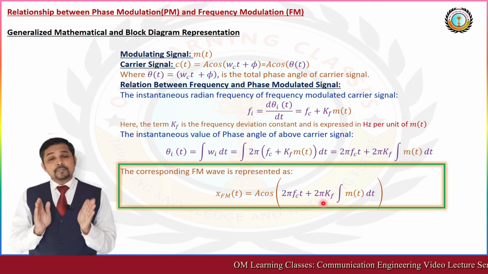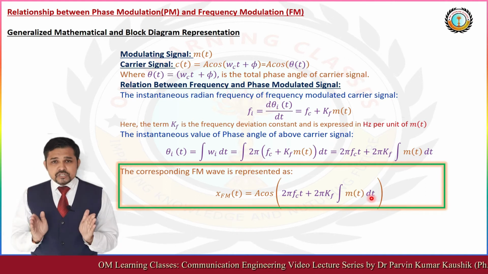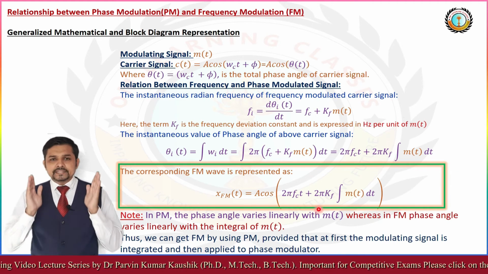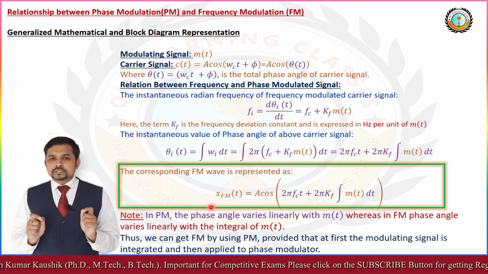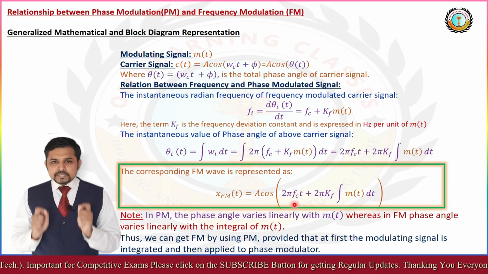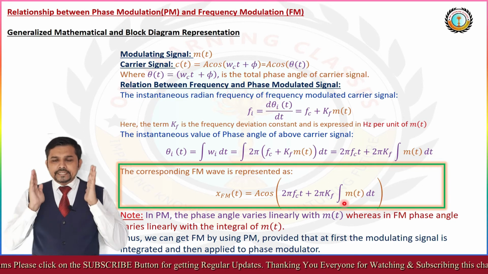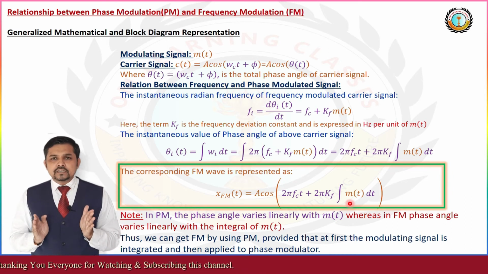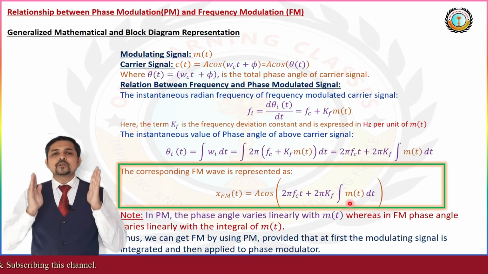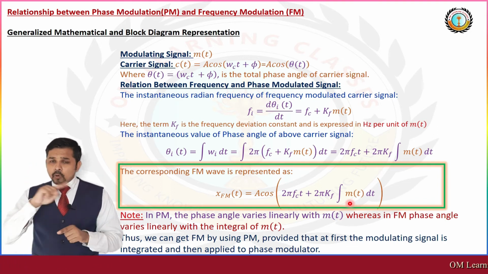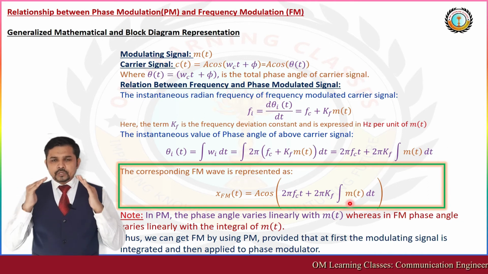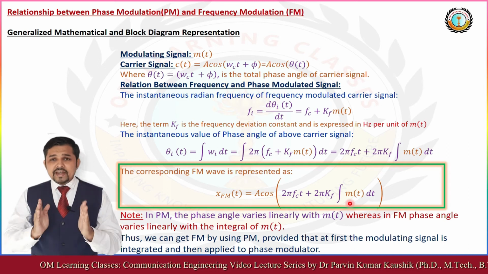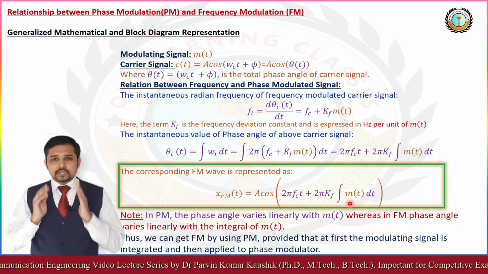So you have to remember this. This is the representation when the kf has the unit hertz per unit of modulating signal, and the representation becomes A cos(2 pi f_c t plus kf integration of m(t) dt) when the kf has the unit that is radian per unit of modulating signal. I take both considerations so that you can get clarity on where the difference is, and it is very important when you go for numerical problems.